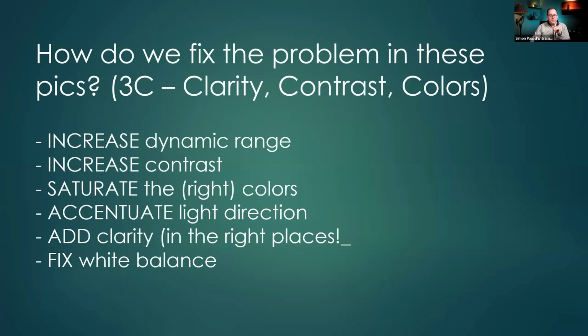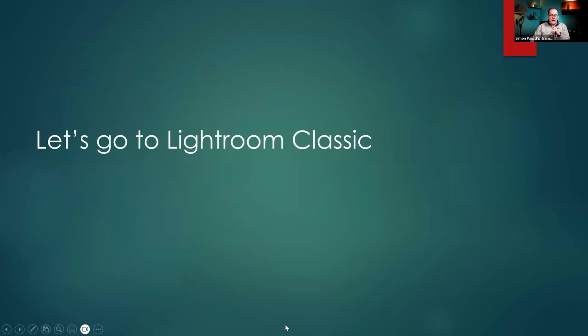We're going to saturate the right colors and not the wrong colors. You see, because saturating really bad colors at high ISO might not be the best approach. We're going to accentuate the light direction. We're going to add clarity in the right places, and we're going to fix the white balance. So let's go over to Lightroom Classic here.